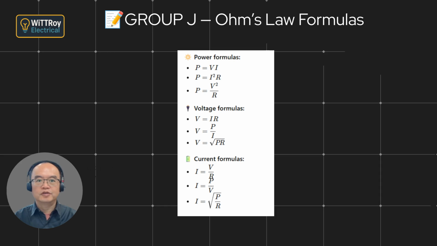Current equals voltage divided by resistance. Repeat, I equals V over R. Current equals power divided by voltage. Repeat, I equals P over V. Current equals square root of P divided by R. Repeat, I equals root P over R.